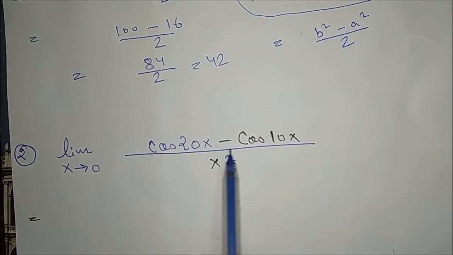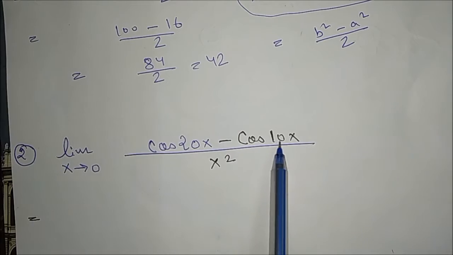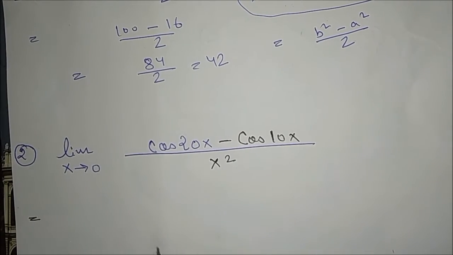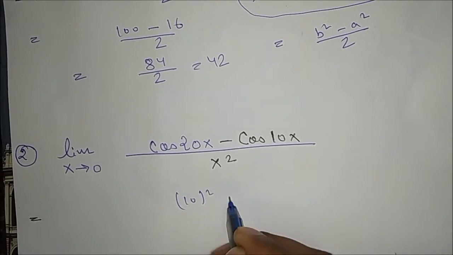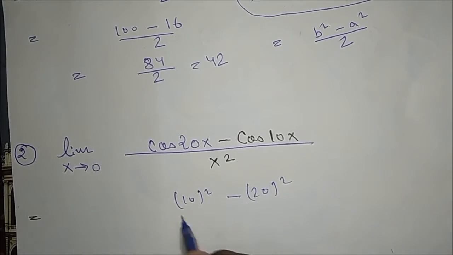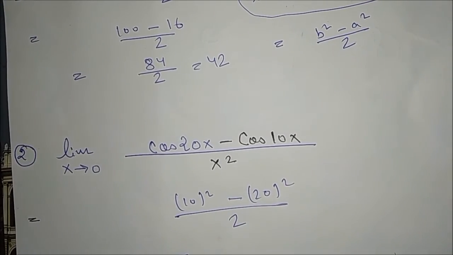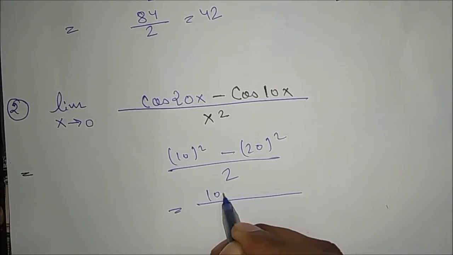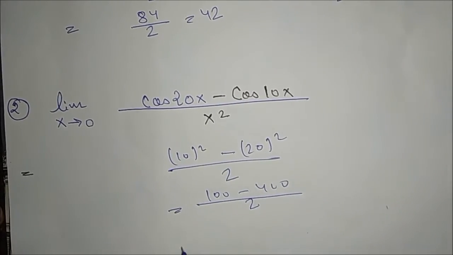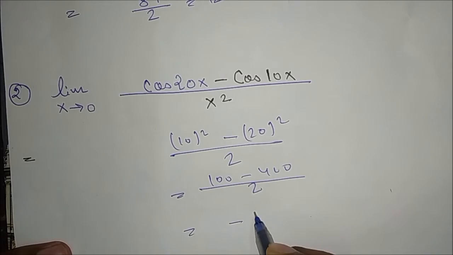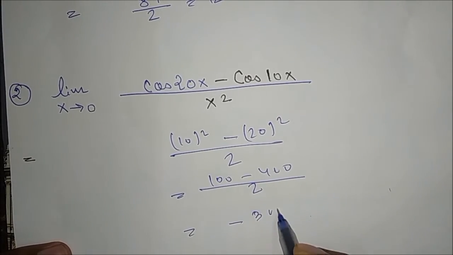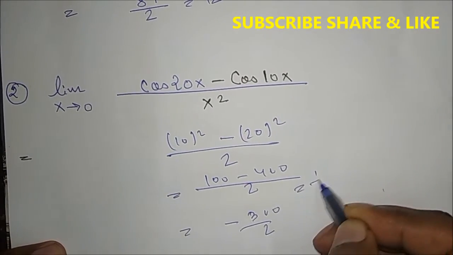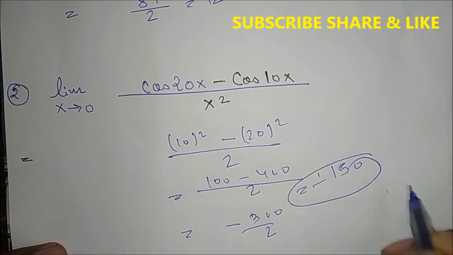See, cos 20x minus cos 10x by x square. Now what we'll do: (10 whole square minus 20 whole square) by 2. So we get (100 minus 400) by 2, which is minus 300 by 2, and we get the answer minus 150. So this is the right answer.